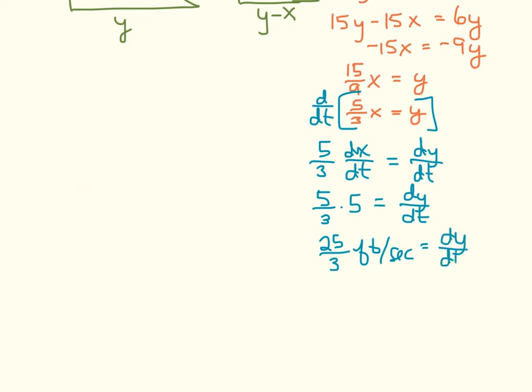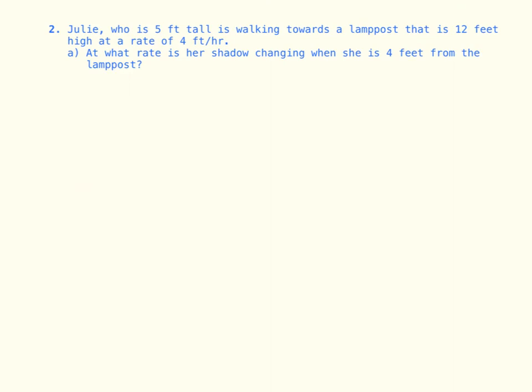So the rate at which the tip of the shadow is changing, which is, of course, the whole base, is 25/3 feet per second. Okay, last one for the night.